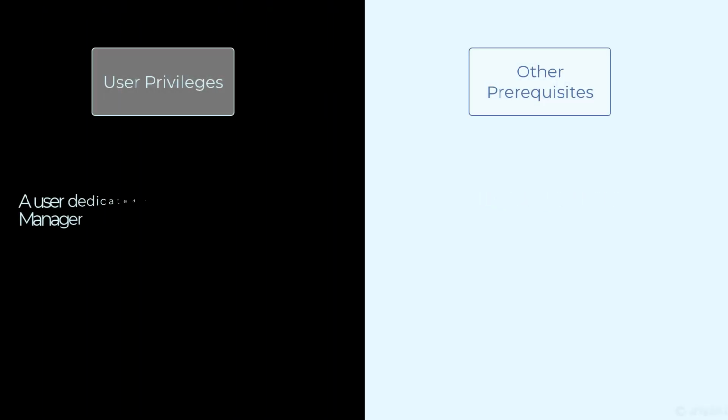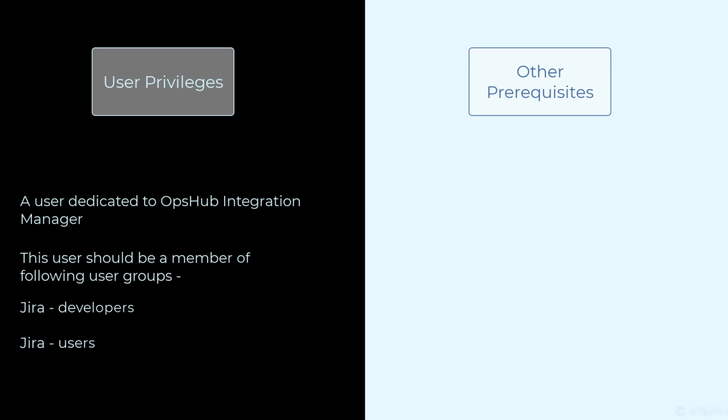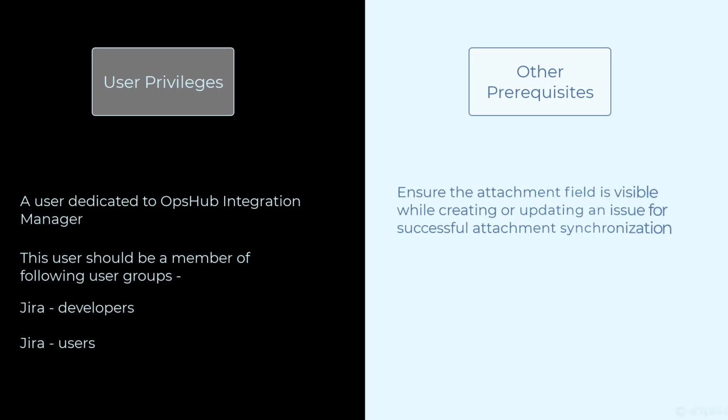Here, you can see the high-level prerequisites for Jira integration. Other systems will have similar prerequisites that will have to be configured. One of the common prerequisites across all connectors is to have a dedicated integration user. With the required privileges, this user should not perform any activity from the end system UI and should be dedicated exclusively to the integration.